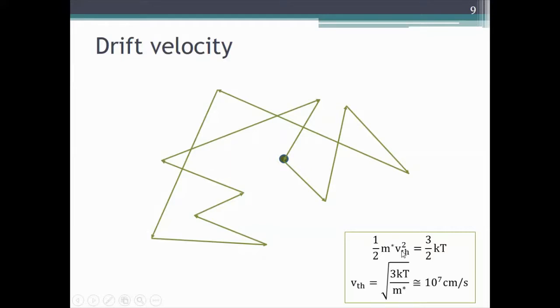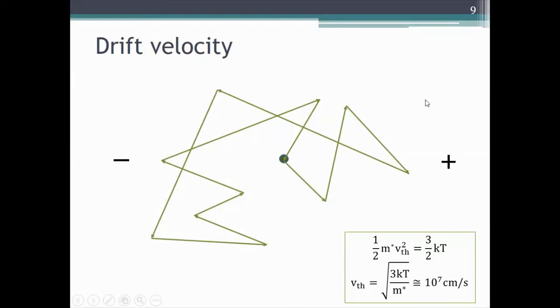Anyway, the magnitude of the velocity can be given as square root of 3kT by m*, and it turns out to be 10 raised to 7 centimeters per second for electrons in silicon. So this is the speed at which electrons are moving in the silicon lattice without any field applied. This is just the random Brownian motion.